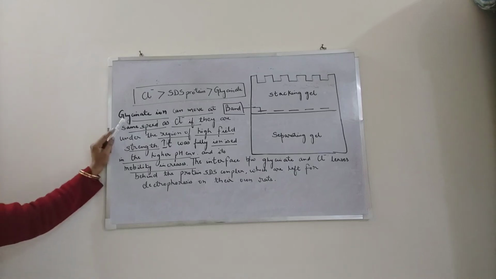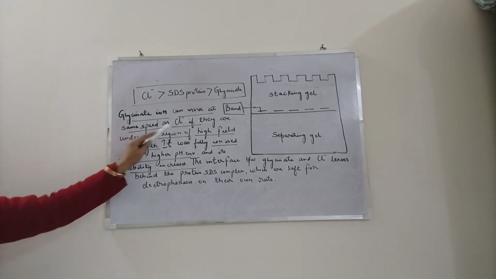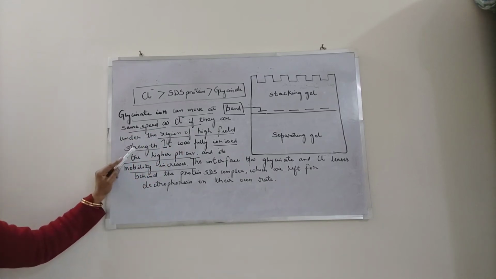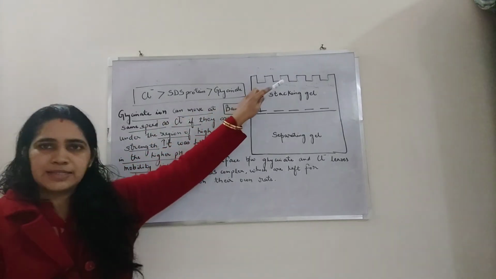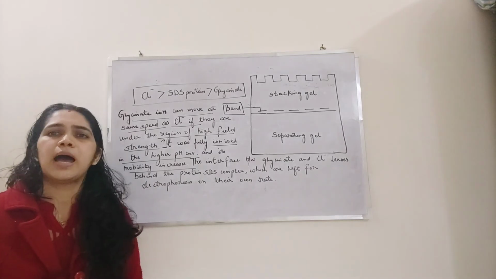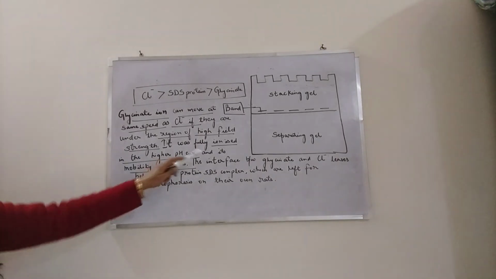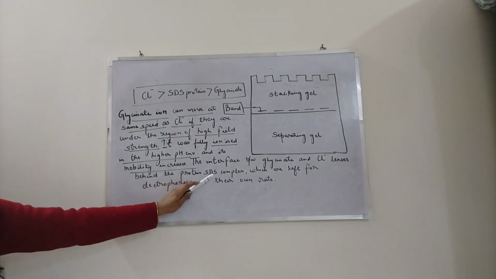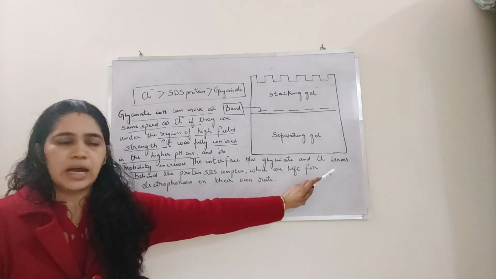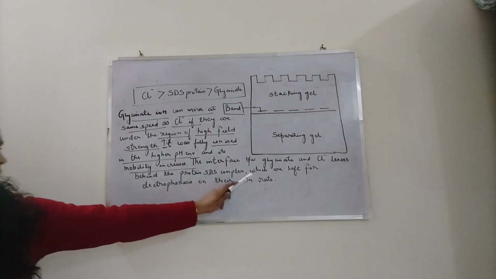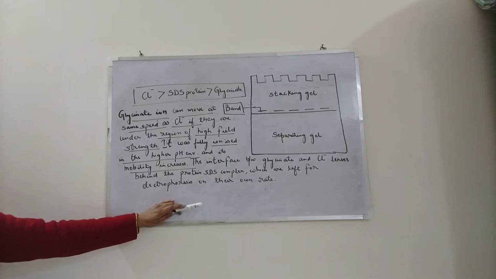Now, glycinate ions have a very unique property: they can move at the same speed as chloride ions if they are under the region of high field strength. Once the glycinate ions enter the separating gel, they are fully ionized because of the higher pH environment, and this will increase the mobility of the glycinate ions. This interface between the glycinate and chloride ions leaves behind the SDS protein complexes, which are left for electrophoresis at their own rate.